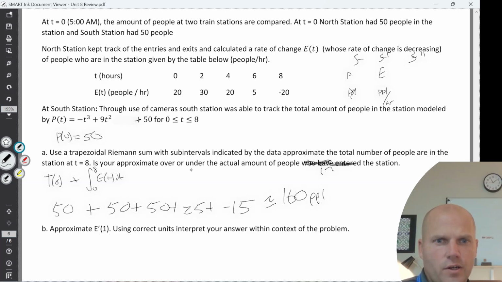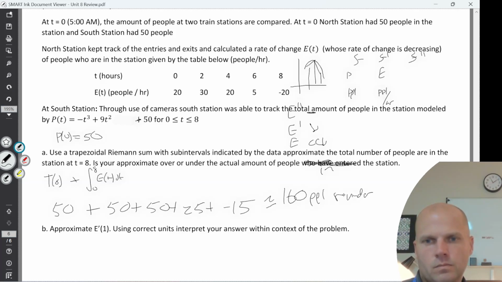Cool. Over or under? E's rate of change is decreasing. E must be concave down because E double prime must be negative. E prime is decreasing, so E double prime must be negative. E's concave down. So if you look at the graph of E, it's increasing and decreasing, but it's concave down. That means the trapezoids will be under, because E is concave down because its rate is decreasing.